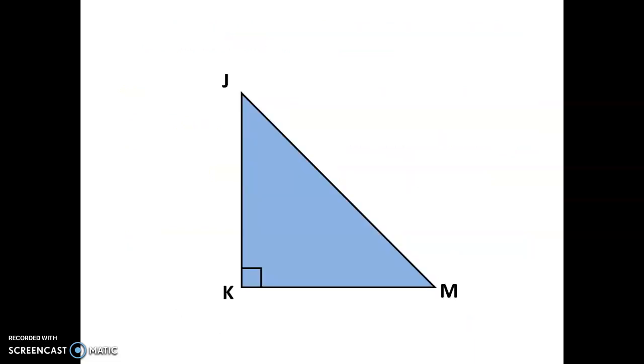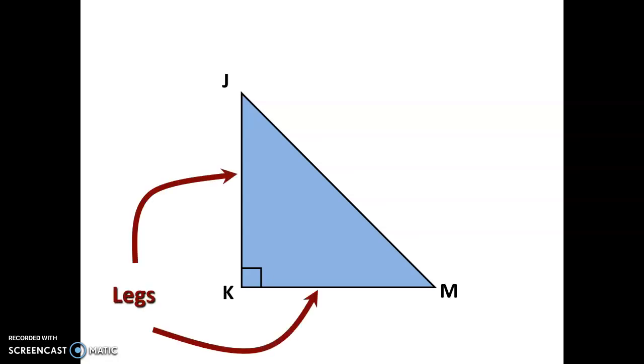Okay, here is a right triangle. We talked about this when introducing the Pythagorean theorem. In a right triangle, we have two sides called the legs, and then across from the right angle in the right triangle, we have a third side called the hypotenuse. This is important for our work with trigonometry.